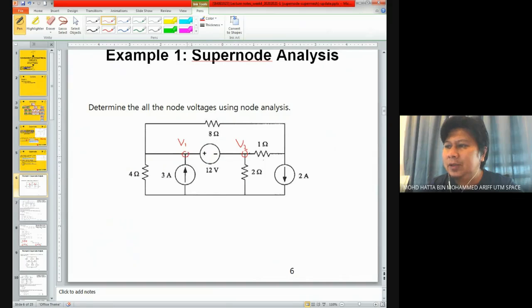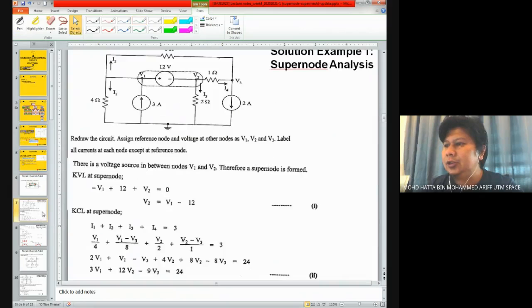And since between V1 and V2 we have a voltage source, an independent voltage source, we can say that this is the supernode area. This is the supernode that we would like to pay attention to. And if we get into the solution, I've already written down the main points of the solution.